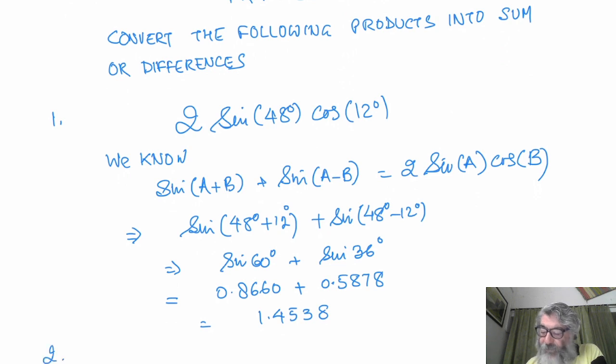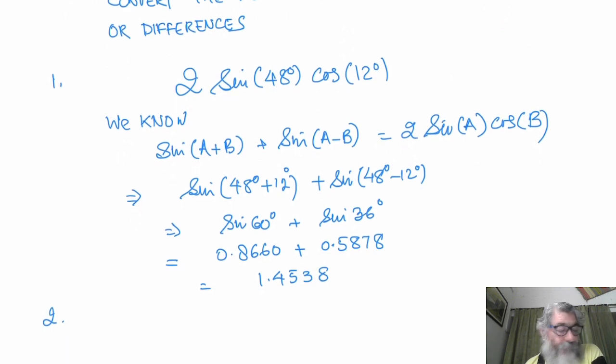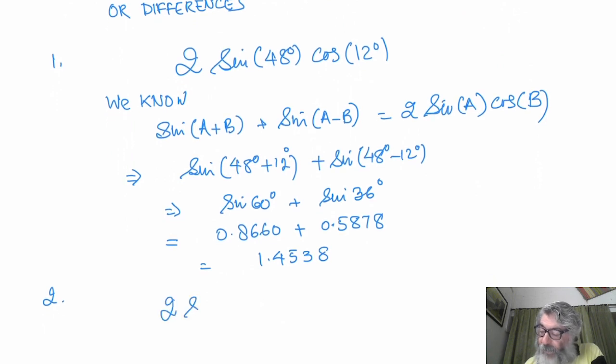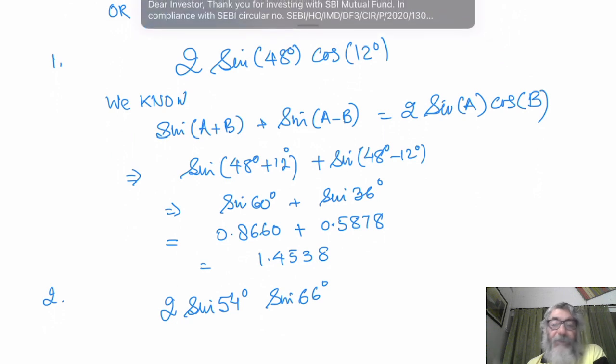Now the second question is 2 sine 54 sine 66 degree. Again, this is the formula. When sine and cos, or cos and sine, are coming, then sin A plus B or sin A minus B will be there. But here sine and sine are coming, so it will be cos, because in cos A plus B plus cos A minus B, cos comes, and cos A plus B minus cos A minus B will come.